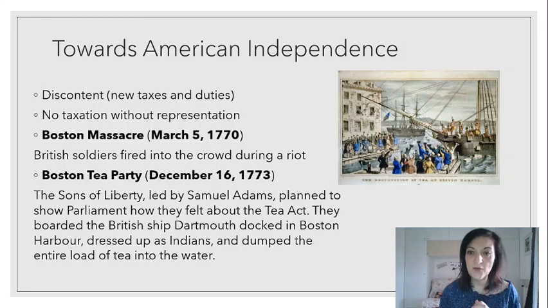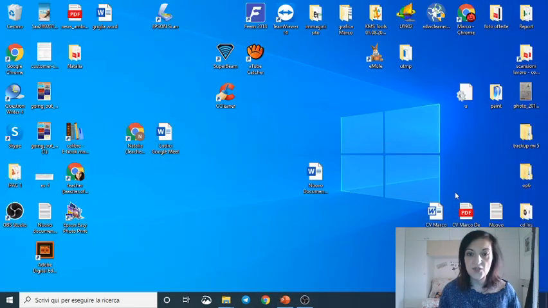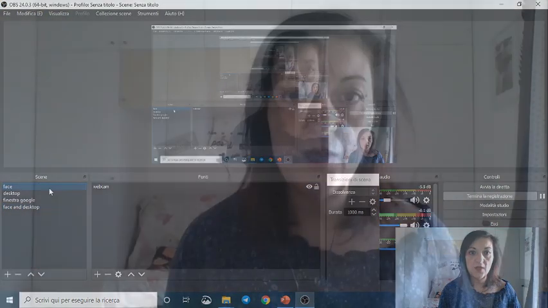Let's listen carefully. What do I mean when I say no taxation without representation? It meant that the colonies, the people living in the British colonies in America, in the new continent, had to pay a lot of taxes, a lot of new duties, but since they were colonies, they could not have any representatives in the Parliament in London, in Westminster.